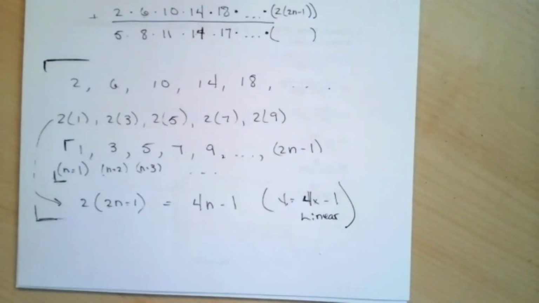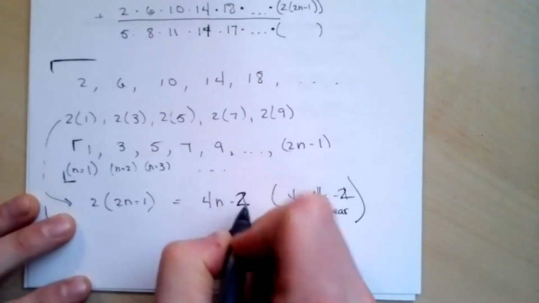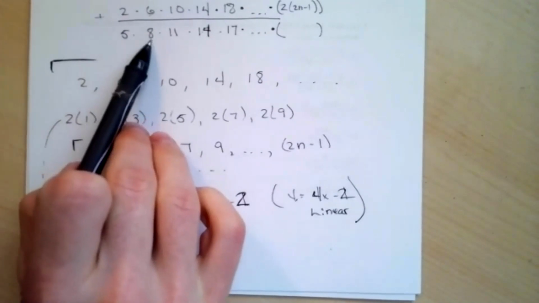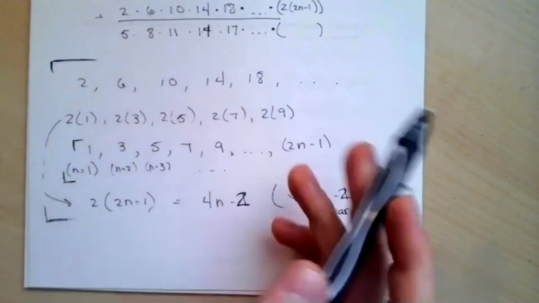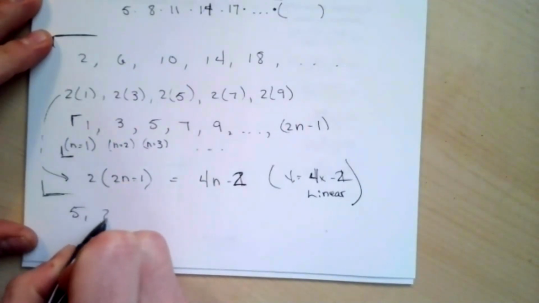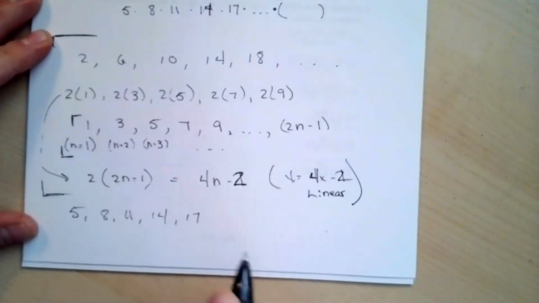Wouldn't it be 4n minus 2 and not 4n minus 1? Yeah, okay, because if you distribute the 2, it should be minus 2. Right. Yeah. So here, what are we doing? We're adding 3 every time to get that next term. So if we have this sequence of 5, 8, 11, 14, 17.